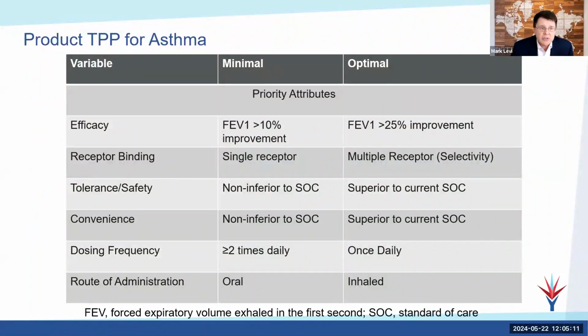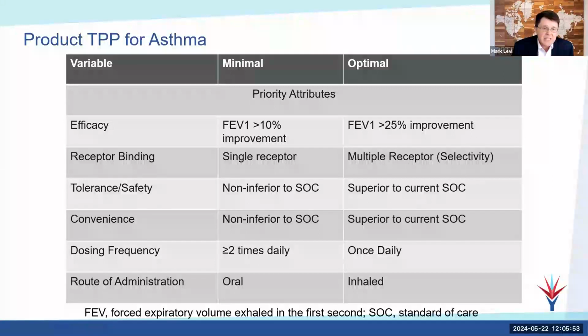We are going to show you today two product TPPs, one of which is for asthma. This could be a real TPP. This is not a mock example for some unknown disease. So you have three columns: variable, and then your attributes of minimal and optimal. So first, in the variable, you have efficacy, receptor binding, tolerance, convenience, dosing frequency, and route of administration.